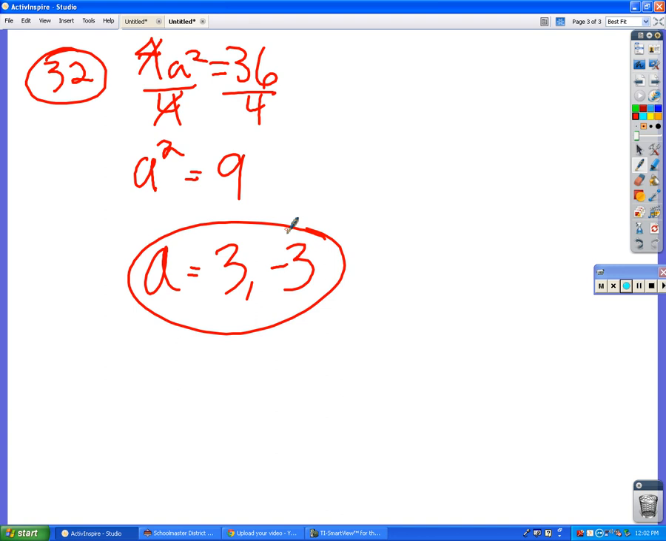Okay? So that was an easy one. You could have factored it. You could have done the quadratic formula. You would have come up with the same answer if you'd done it correctly, but this is just a little bit easier way to do it. Okay? So let's take a look at 33 and keep what just happened in mind.